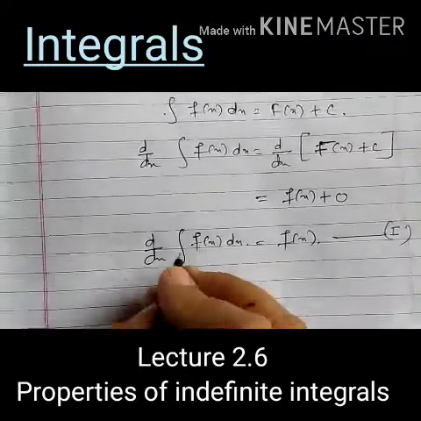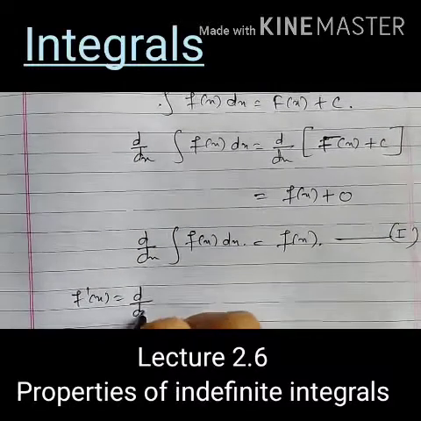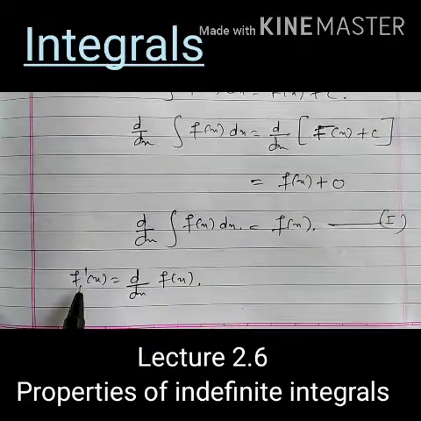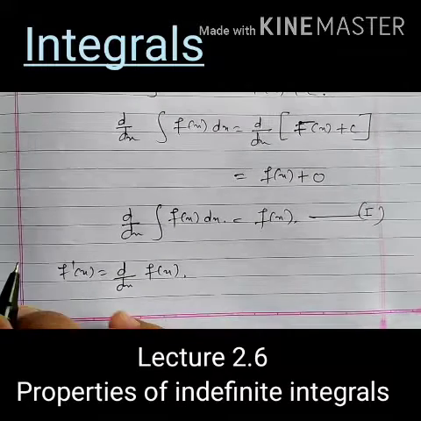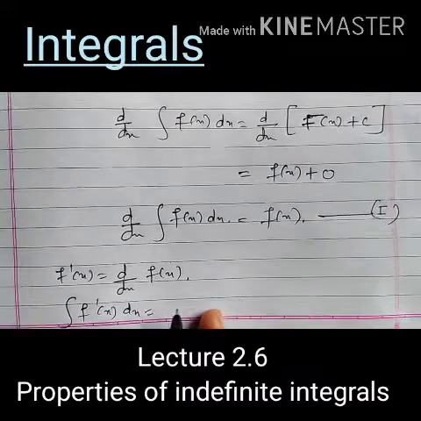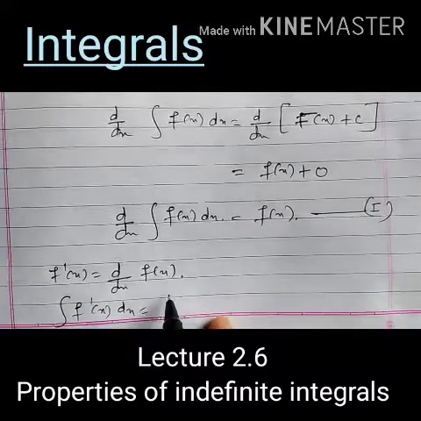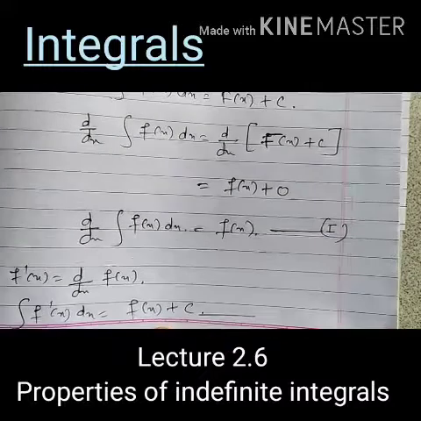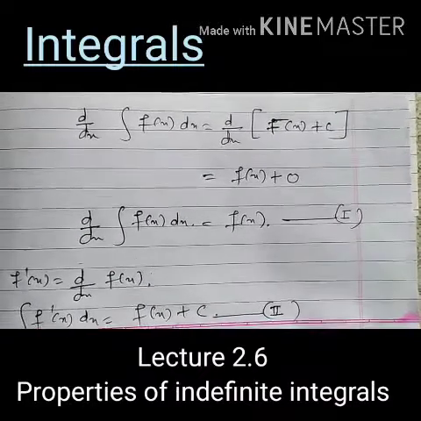Now we know that f dash of x is equal to d by dx of f of x. If we take the antiderivative of this, that means integration on both sides, what will we get? The integration of f dash x dx is equal to, the integration will cancel with the derivative sign d by dx, so it is nothing but small f of x plus c. So here we have proved the second part of the property. Understood? Okay.